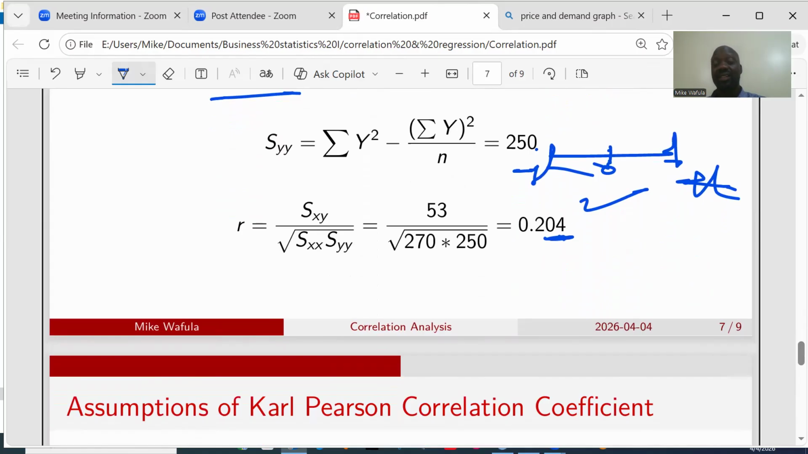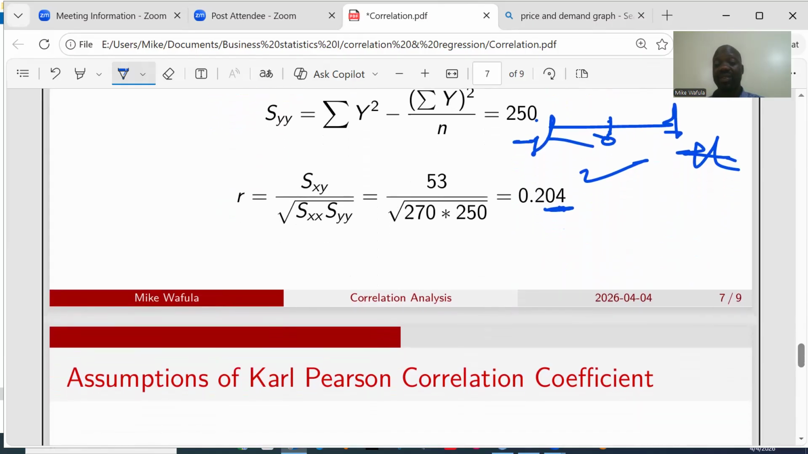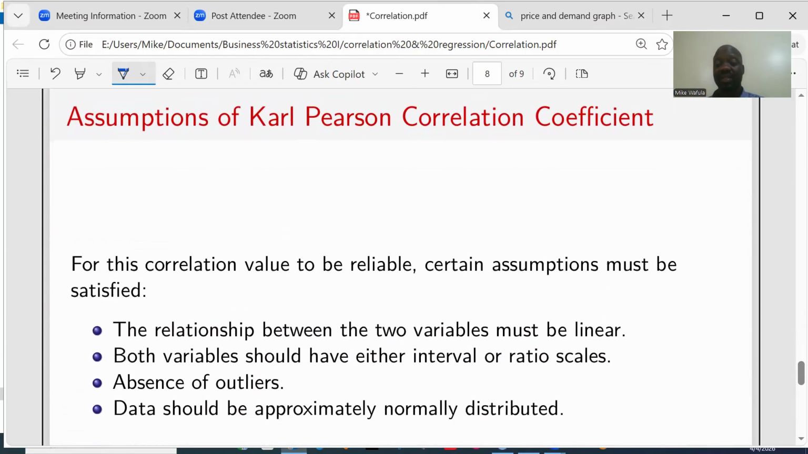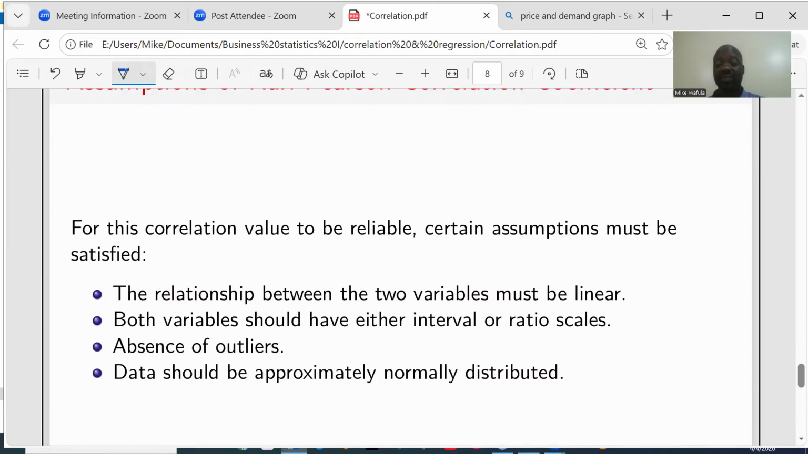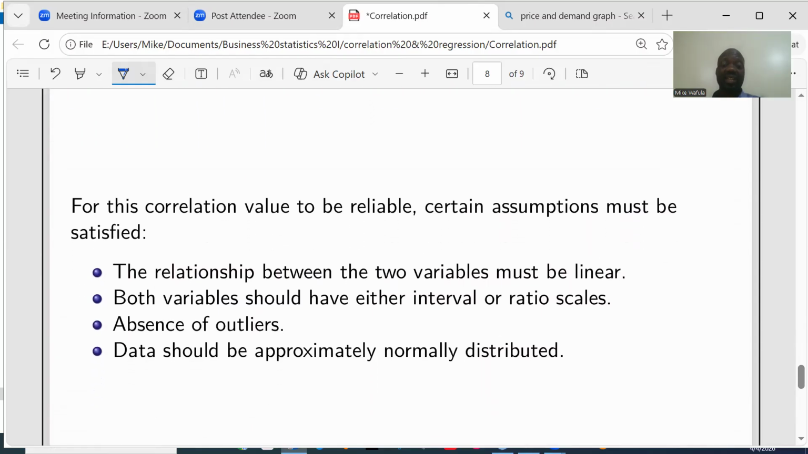Now, what are the assumptions of Karl Pearson? Whenever you're using it, it assumes some things. The most common ones are, first of all, that the relationship between the variables is linear. As I said, when you draw the scatter plot, it gives you the pattern and trend of the relationship, so you can tell whether it is linear or not, and so you make sure that it's linear.